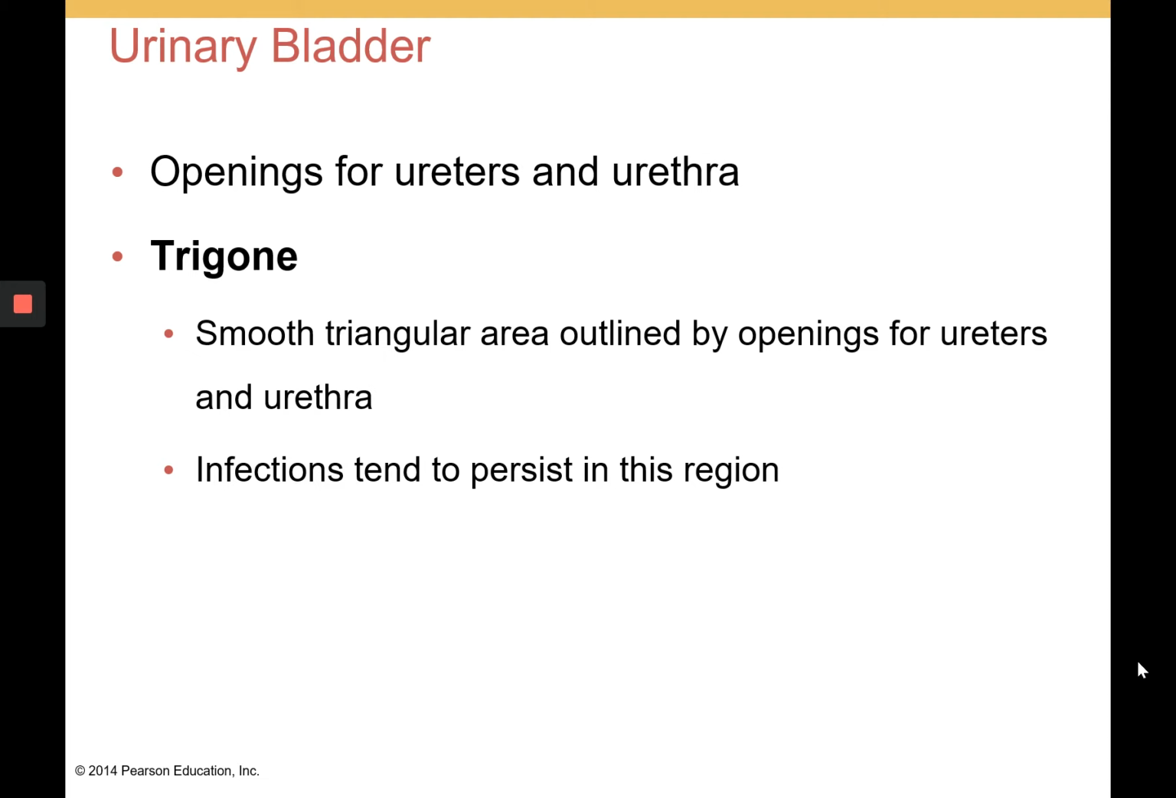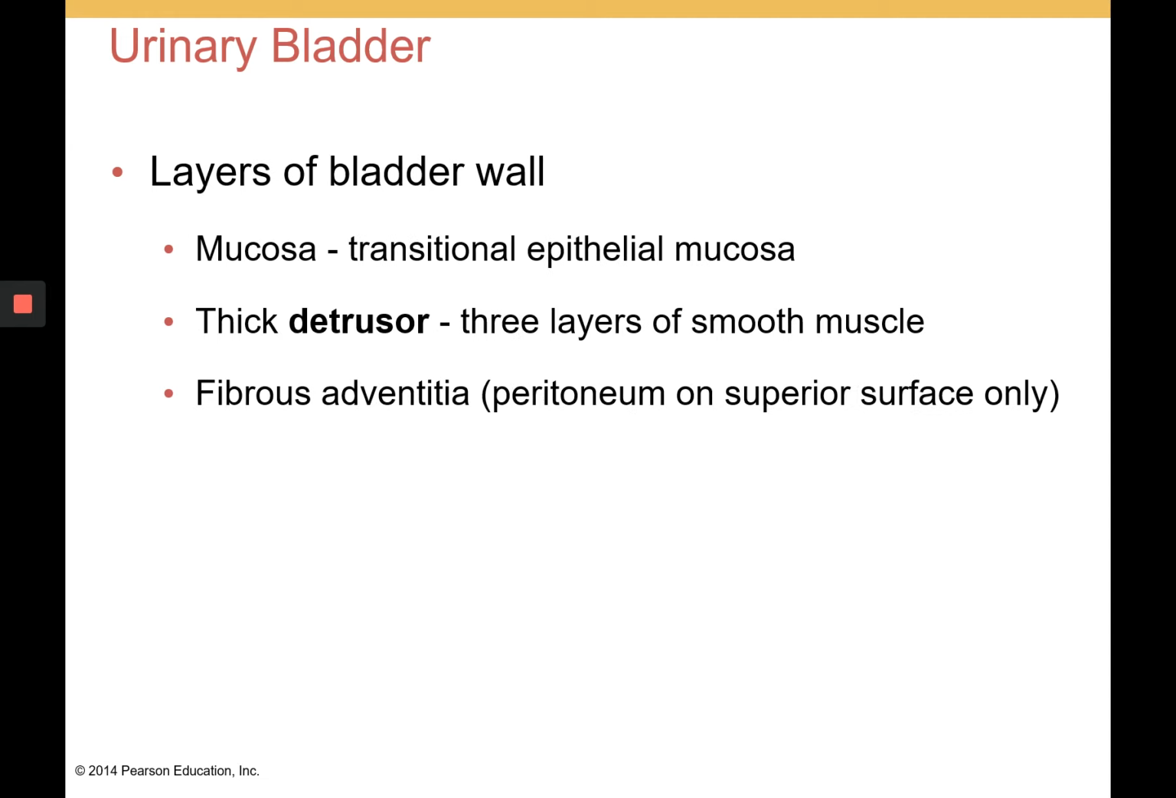There is a trigone, or a smooth triangular area in the urinary bladder, and it's just outlined by three areas. There's the openings for the ureter and the urethra. Since there's two openings for the ureter, those are 2 points of the triangle, and the urethra is the other. That creates this trigone or smooth triangular area in the urinary bladder. But infections tend to persist in this region because it's close to that urethra, so bacteria can enter from the urethra, and in rare circumstances can enter from the ureter.